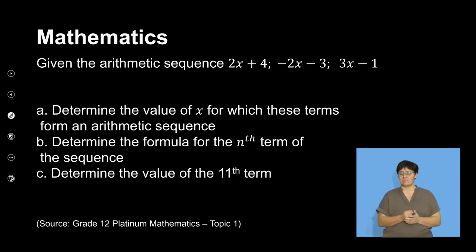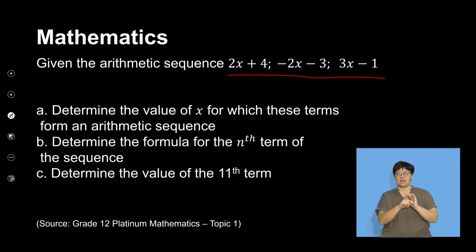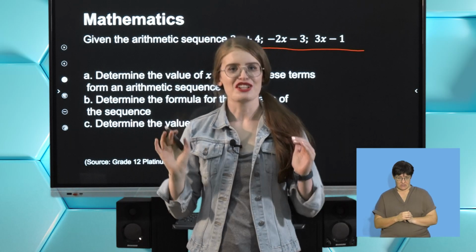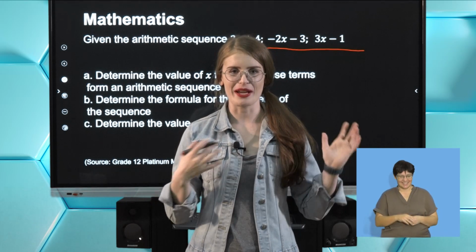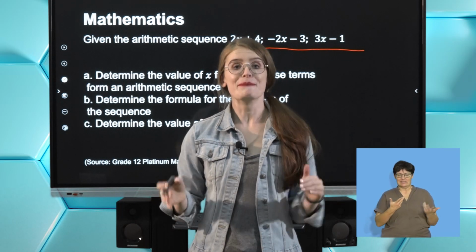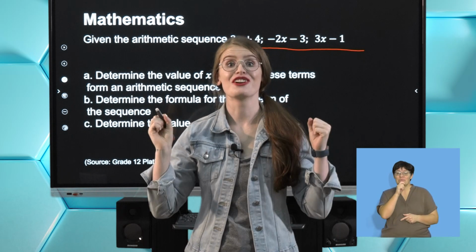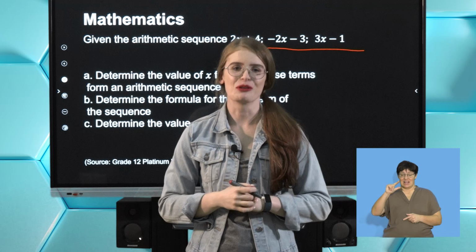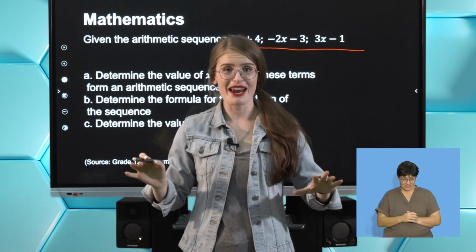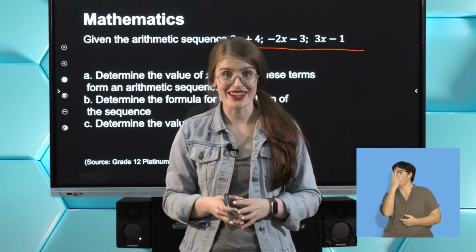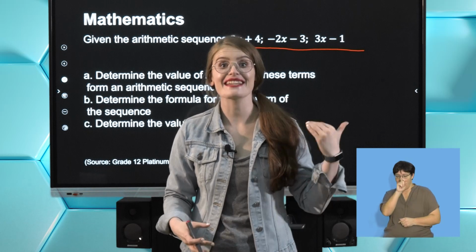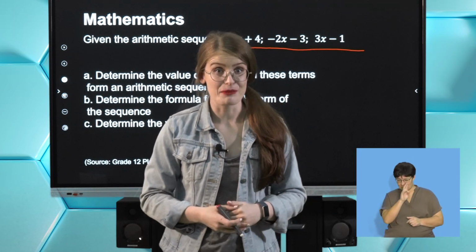So we are given the arithmetic sequence 2x plus 4, negative 2x minus 3, and 3x minus 1. Before I go any further, I don't want you to worry. Yes, there are x's. Yes, hopefully they aren't your x's on my board, because that would be awkward. But we are going to use your favorite, algebra, in order to work out this question. So before your brain goes, oh no, can't do this, they're x's, let's see what's actually being asked of us and why there are x's in my actual sequence. Let's go back to the board.